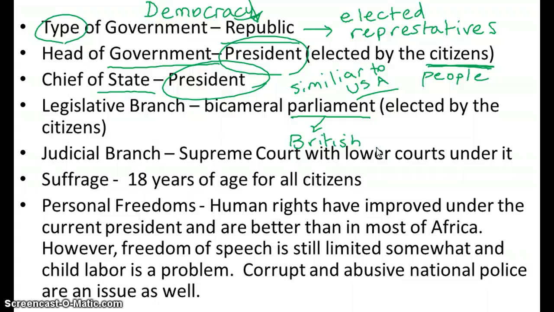What does bicameral mean? Well, it actually means that there are two houses. Again, very similar to the United States. We have a two-house parliament, or two-house legislative branch, I should say. And it's called bicameral, just like a bicycle has two wheels. The prefix bi meaning two, right? So it has two houses, just like the United States.